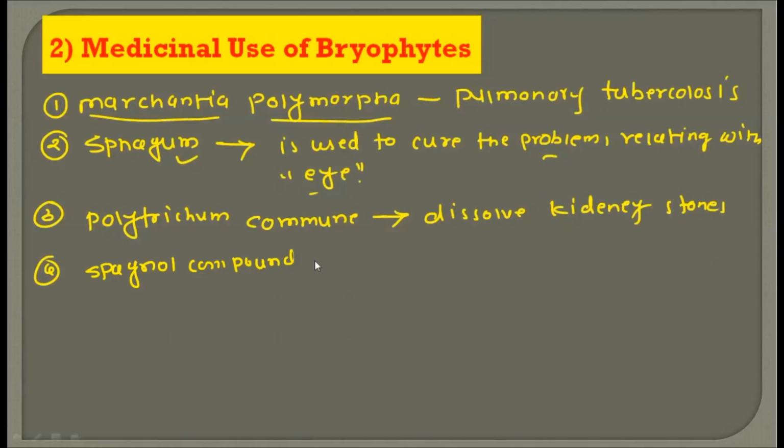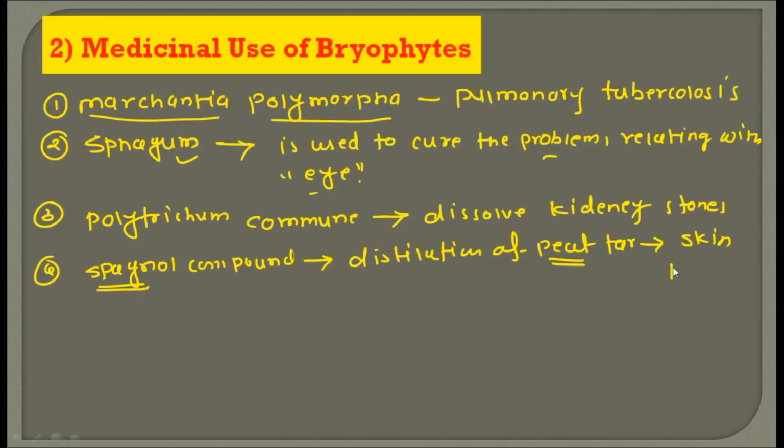Now this sphagnol compound is produced from the distillation of peat tar. In the last slide, we have discussed about the peat, how peat is formed. And from this peat tar, if we distill this peat tar, we get the compound called sphagnol. This sphagnol compound is used in the skin problems.